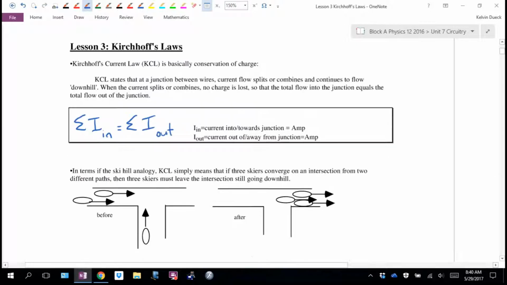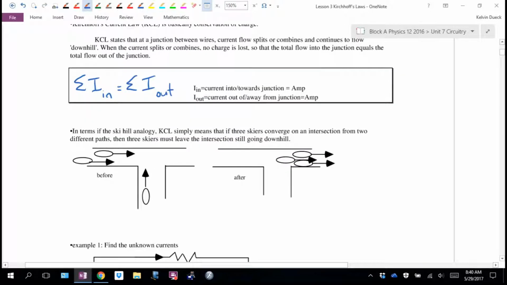In terms of my ski hill analogy, Drake, it means that skiers can't vanish. Once they go up the chairlift, they're not allowed to disappear on the mountain. Then we have to call it the North Shore Search and Rescue. Not allowed to do that.